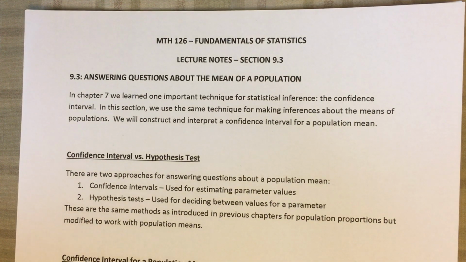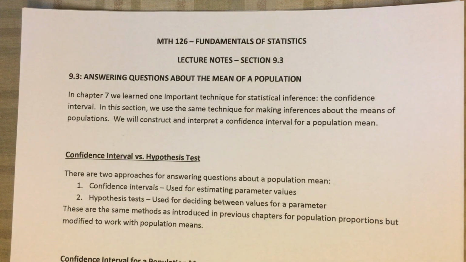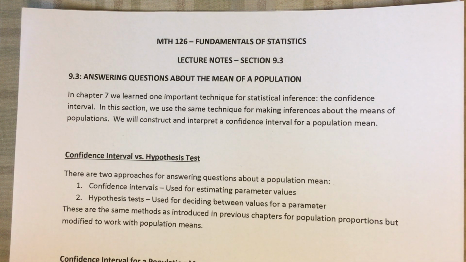Today we're going to talk about section 9.3, answering questions about the mean of a population. What we're going to look at in this section, for the most part, is confidence intervals. Between chapter 7 and chapter 8, we talked about confidence intervals and hypothesis testing. In chapter 7, we used confidence intervals to make guesses about a range of values. In this section, we're going to do the same thing. We're going to use the same technique that we saw in chapter 7 to make inferences about the means of our populations. We're going to construct and interpret confidence intervals for these population means.